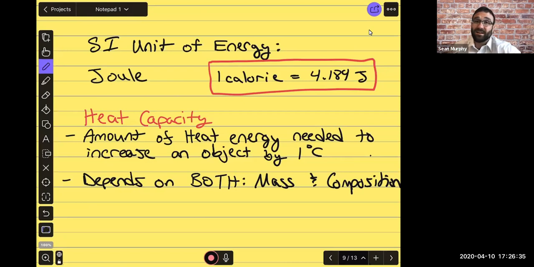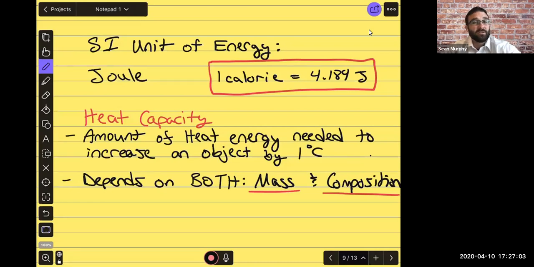So you can add a lot of heat and the temperature not change with one object, and you can add a little bit of heat and the temperature change drastically with a different object, because different objects can absorb heat at different rates. And it depends on how much you have of that object. So in addition to the object's composition, mass is also important to its heat capacity.